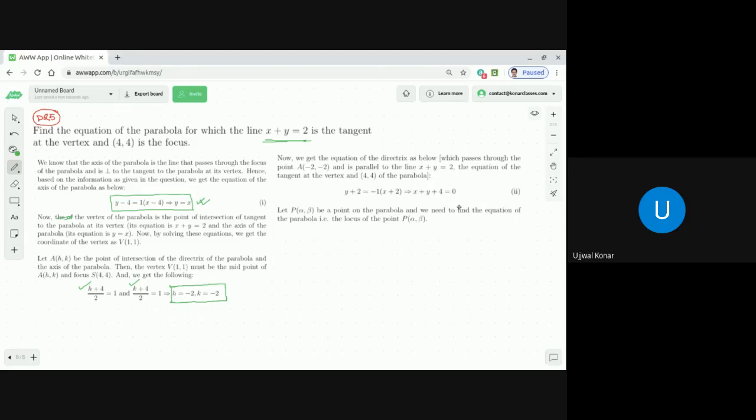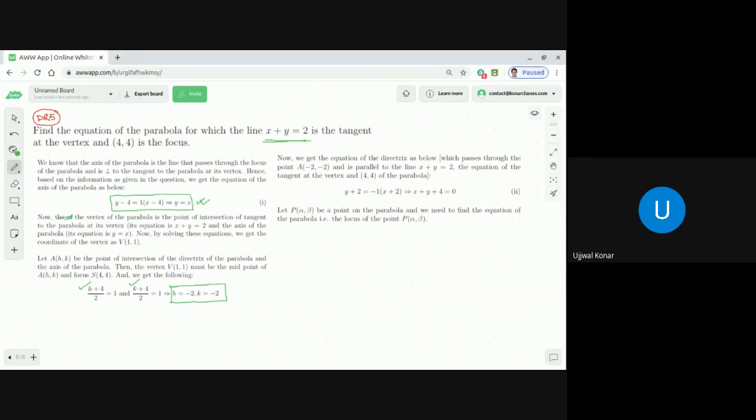It must pass through the point A (-2, -2), because A is the point of intersection of the directrix and the axis of the parabola. So definitely the directrix should pass through the point A and be parallel to the line x plus y equal to 2, which is nothing but the equation of the tangent at the vertex.